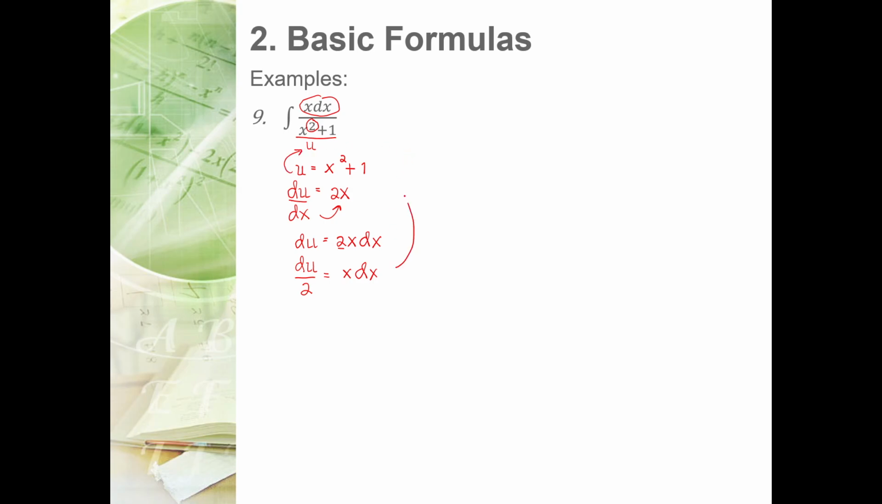Then this one is your du all over 2. So replacing everything. Let's try not to use colors, okay, so you'll be used to using one colored pen. Earlier I used other colored pens for a guide only. So the numerator is du all over 2 divided by the u parameter.